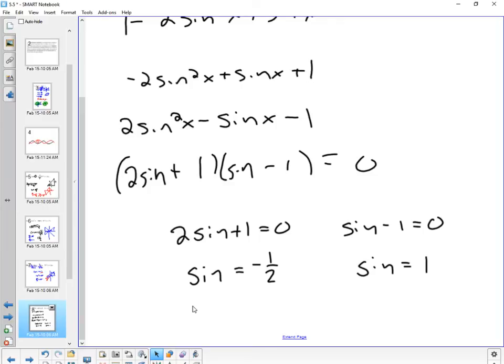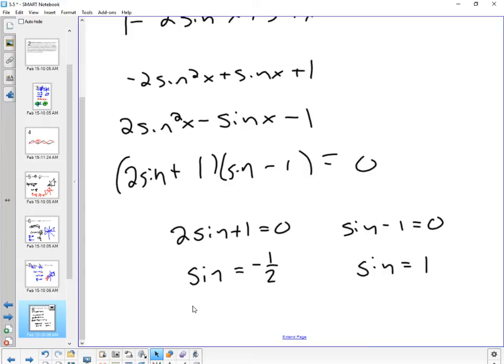Where's the sine 1? Wait, no, that's a tangent. That means it's going to be 90. Sine goes up, right? If it's 1, that's 90, and negative 1 would be at 270. So you've got 90, which is pi halves, and then sine negative 1/2, that's 30. Negative 30.